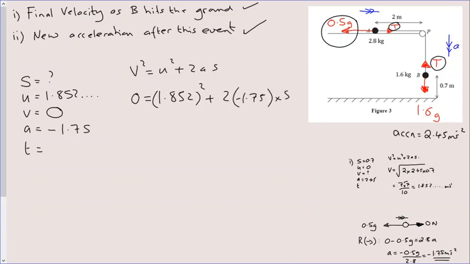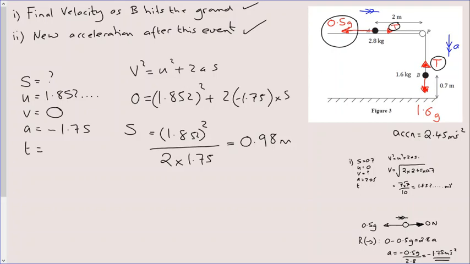If I rearrange that equation, I've got 1.852 squared divided by 2 times 1.75, and that should equal the displacement. I'll give you a moment to think about that. Perhaps you could pause the video to see what I've done. And that gives me 0.98 meters.